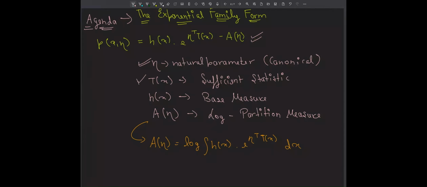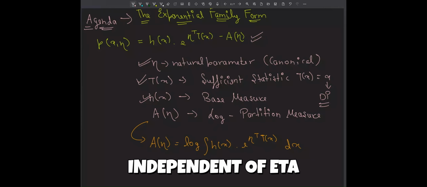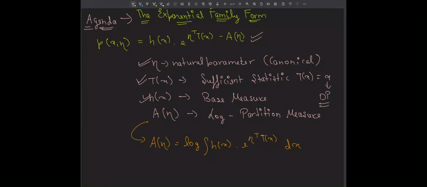Till then, the next thing is T(x), which is the sufficient statistic. This is the part that actually captures the information you care about from your data. For simple distributions, T(x) is nothing but x itself, where x is the data point. And for complex ones, like the Gaussian, it's a vector. Next is h(x), which is the base measure. It's a function of x that doesn't depend on eta at all. Think of it as a shape that sits underneath everything, like a background layer.